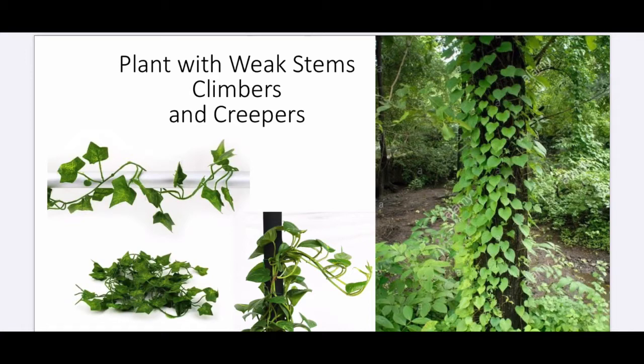Climbers also have weak stems. They climb up with the help of support. They may have some special spiral-shaped structures called tendrils, which help them to climb up. Examples of climbers are money plant, grapevine, pea plant.